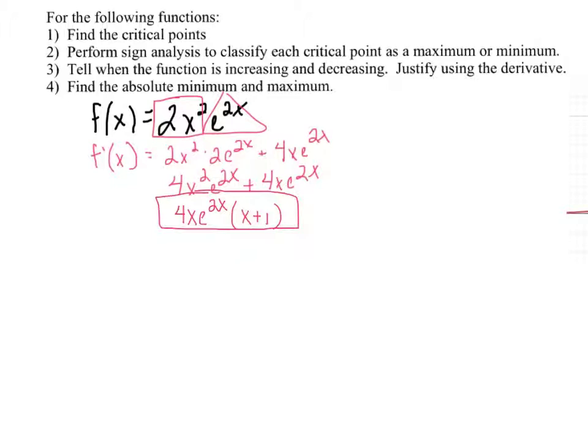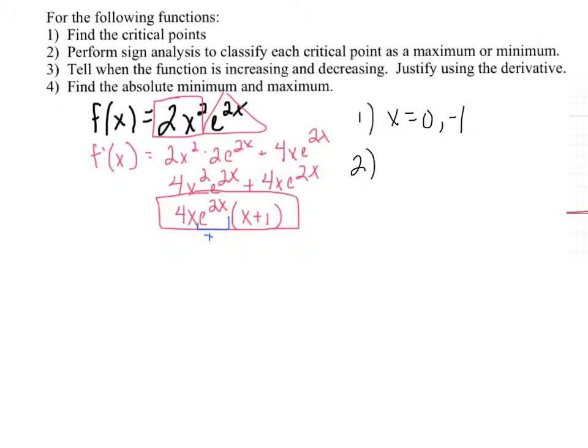So let's answer the questions kind of just right over here. Okay, the critical points is where the derivative is 0 or undefined. Well, e to the 2x, let me put a little underline, this will always be positive. Okay, we know what an exponential function looks like. So that won't ever be 0, but of course what makes 4x 0? If x is 0. What makes x plus 1 0? If x is negative 1. So our critical points are 0 and negative 1.